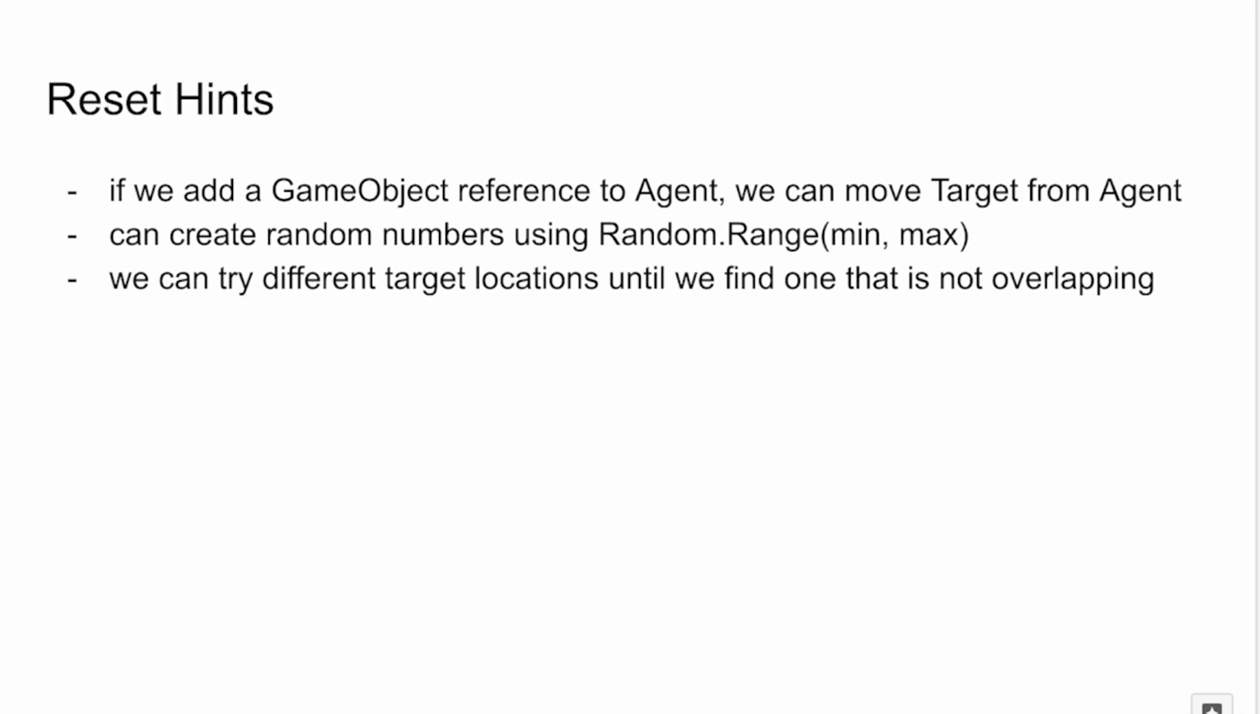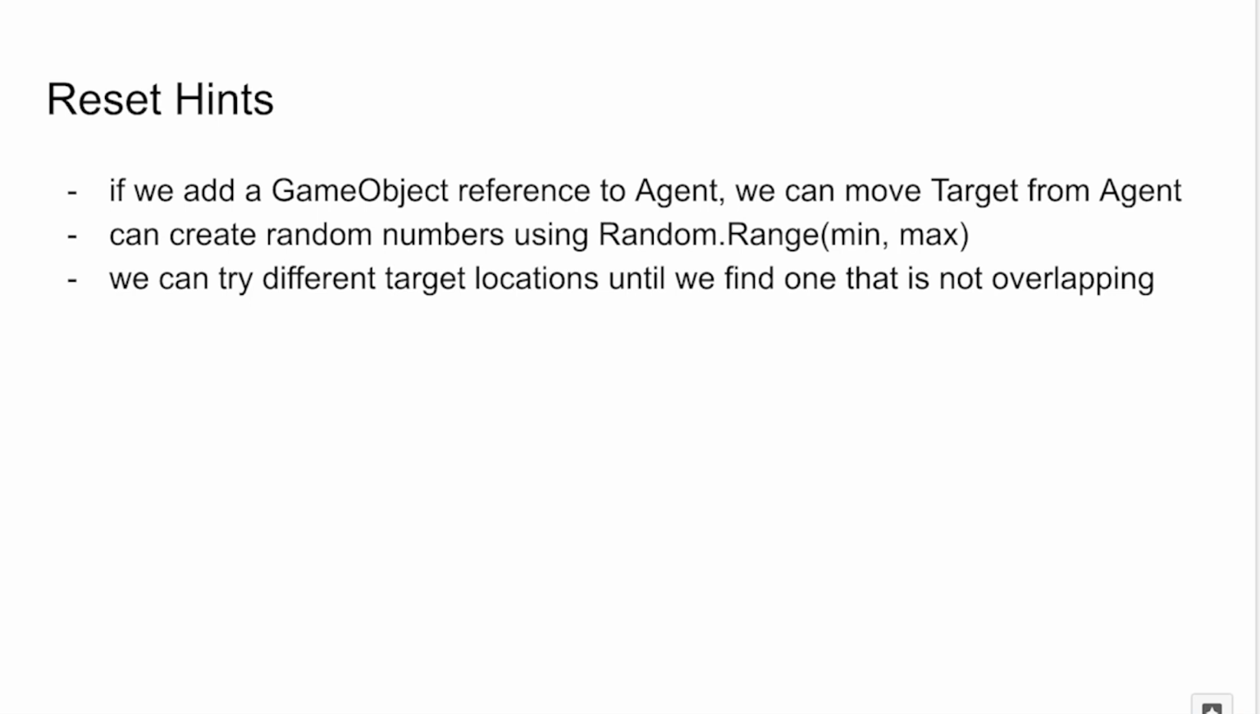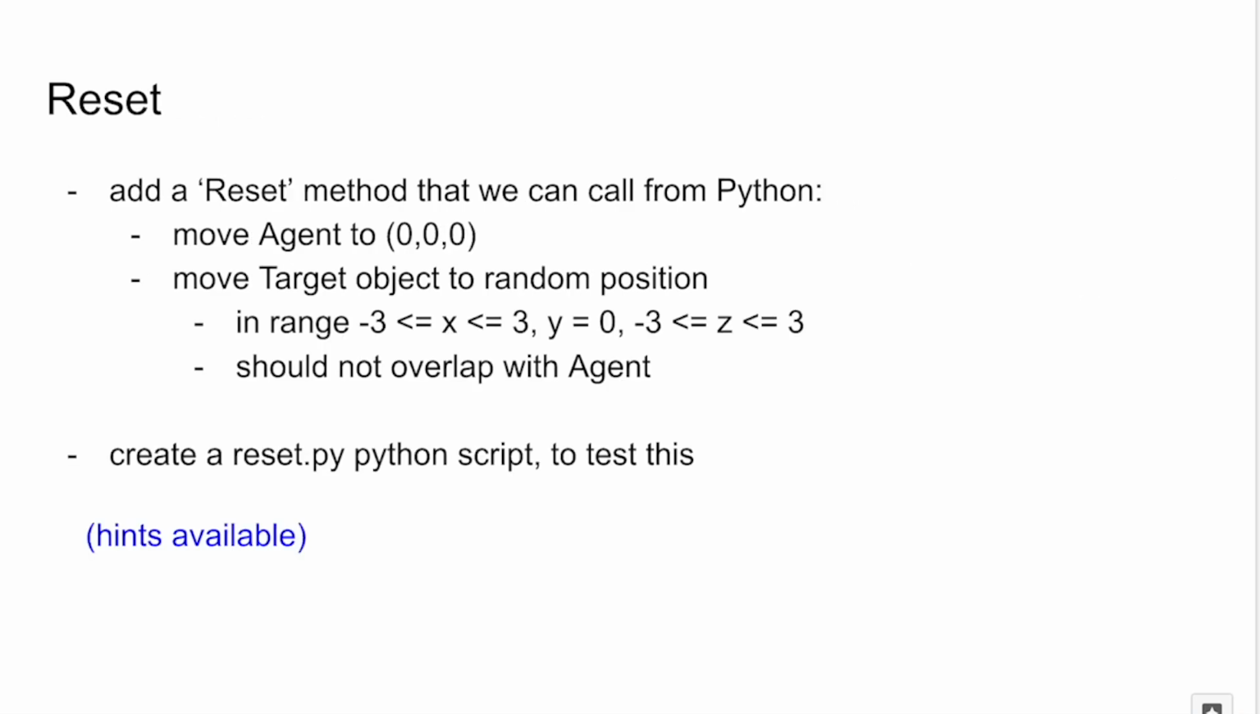We can create random numbers using random.range, min and max. One gotcha here is that if you give integers for the minimum and maximum, you will get integers out. They will be of type float, but they will be like -1.0, -2.0. They won't be like -1.23 or something like that. If you give floats, it will become actual floats like -2.3. And for the overlap, we can simply try different target locations until we find the one that is not overlapping. All right, so if you would like to attempt this task, please pause the video now.